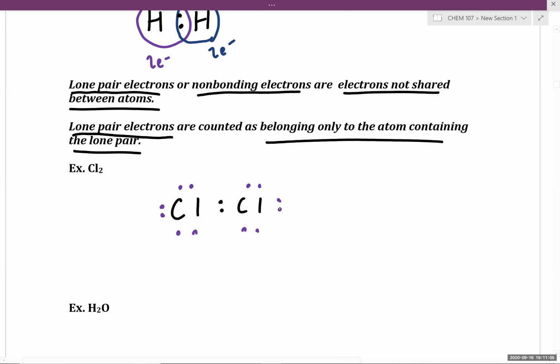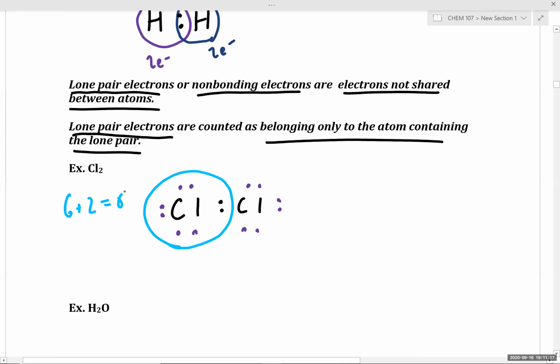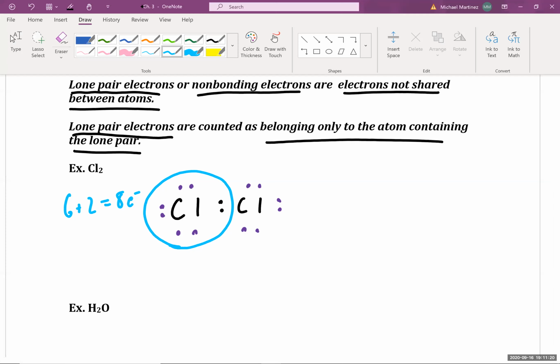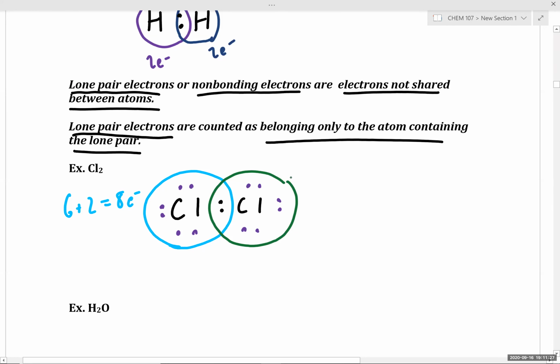And in our calculations, even though the bonding electrons belong to both atoms, the lone pair electrons only belong to a single atom. So we have 6 plus 2, or 8 electrons belonging to the chlorine on the left, and then for the chlorine on the right, we have 6 plus 2, or 8 electrons belonging to the chlorine on the right. Lone pair electrons only belong to the atom containing the lone pair, while bonding electrons are counted as belonging to both atoms. Does that make sense to everyone?